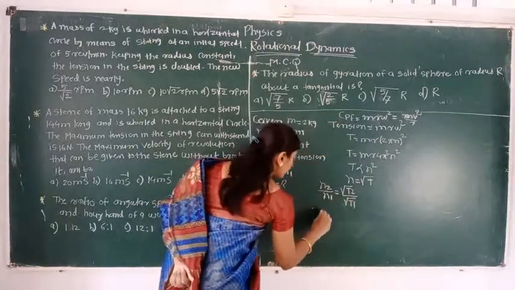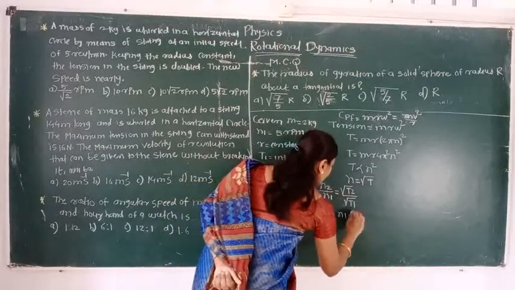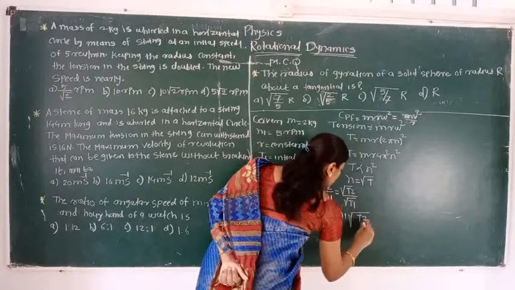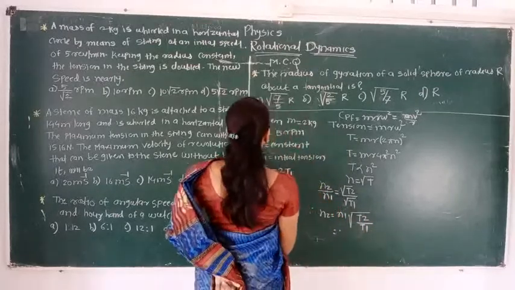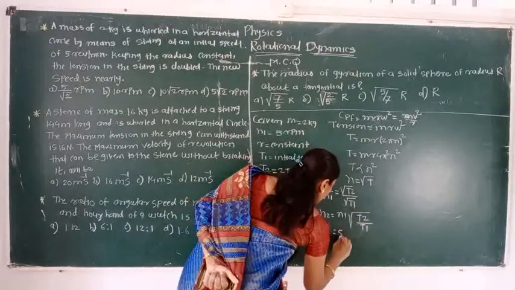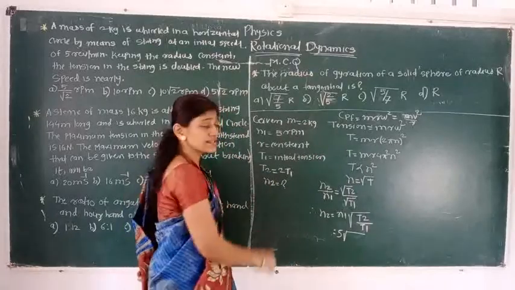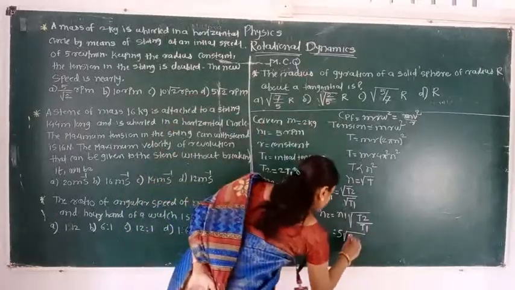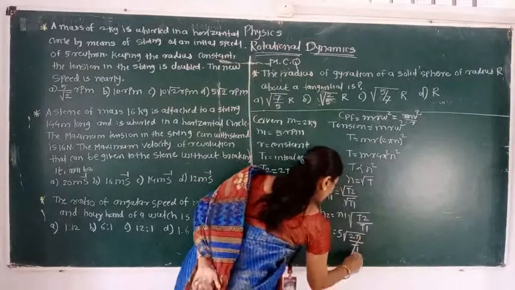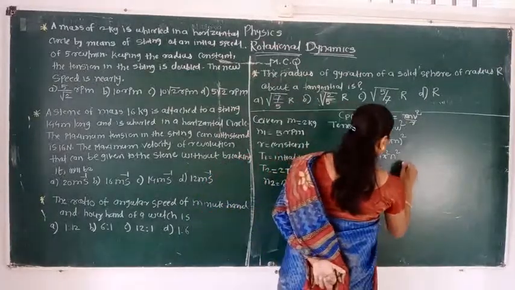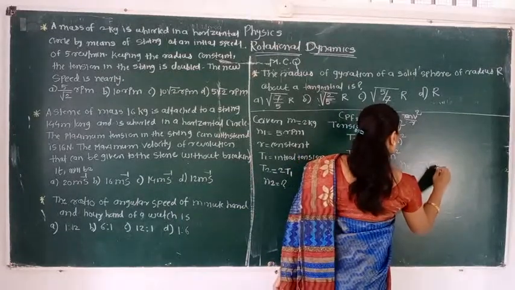Let's simplify that. N2 is equal to n1 into square root of T2 divided by T1. By putting the value, n1 is nothing but 5. T2 is twice T1, so 2 into T1 divided by T1. They both cancel, and here we get N2 is equal to 5 into root 2.